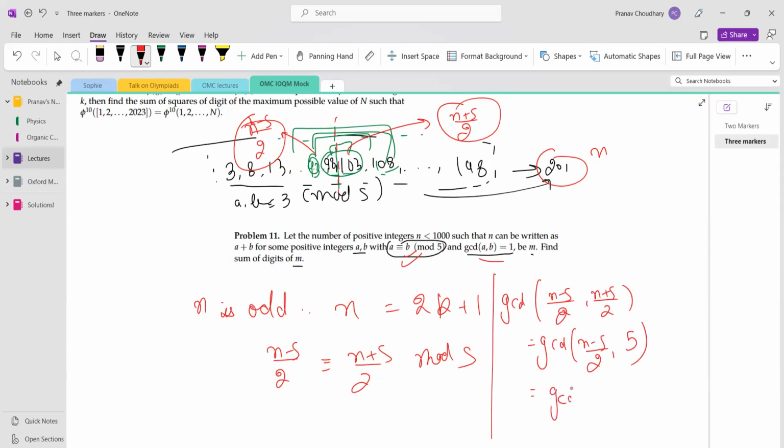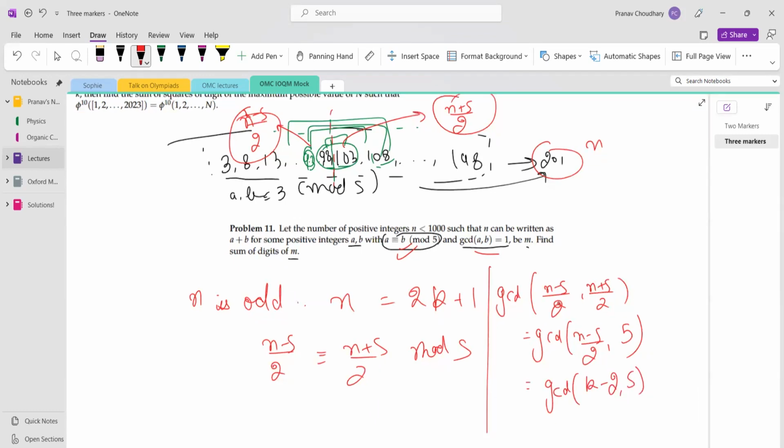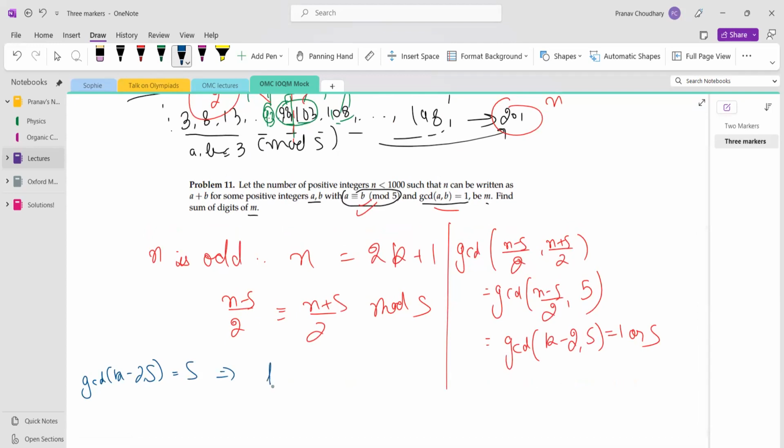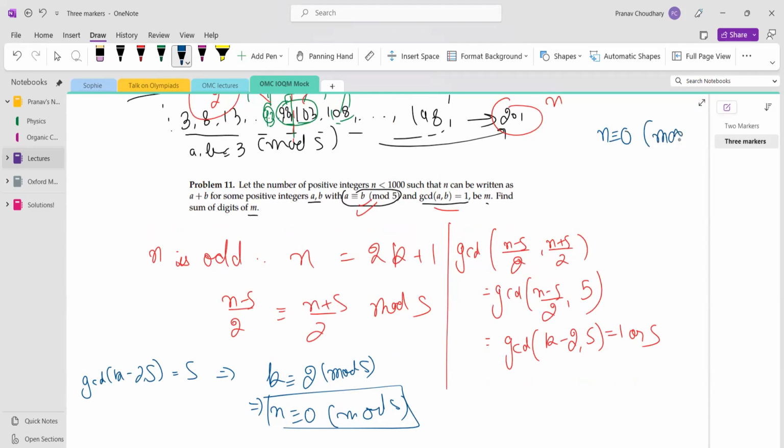And we can write n as 2k plus 1. So this would be k minus 2 comma 5. So this GCD can either be 1 or 5. So the GCD k minus 2 comma 5 equals to 5 implies k is congruent to 2 mod 5, which implies n is congruent to 0 mod 5. So let's leave the n equals to 0 mod 5 case at the side for now.